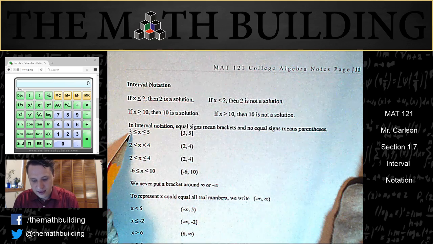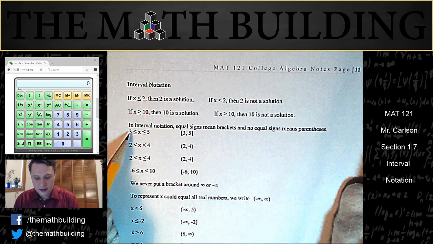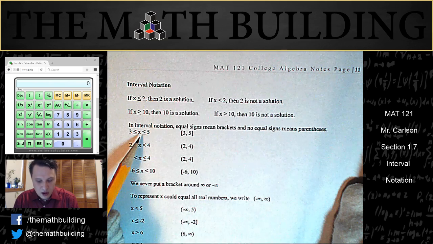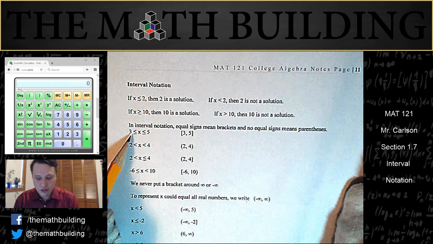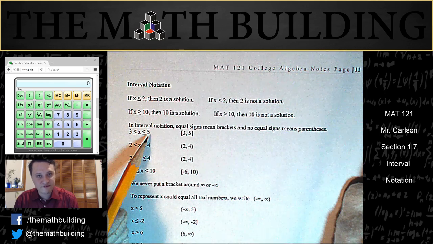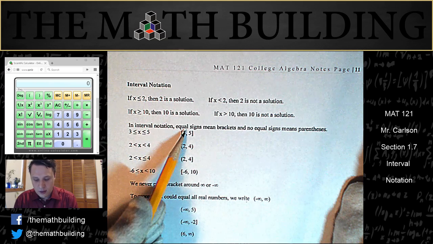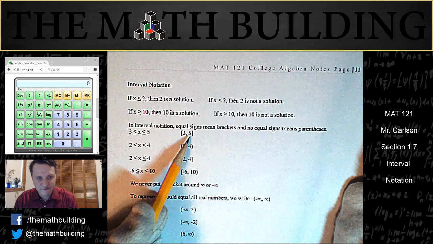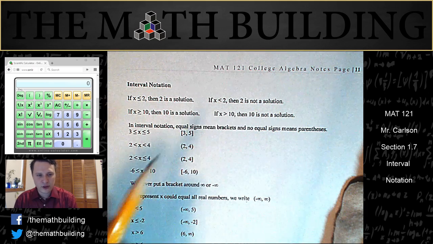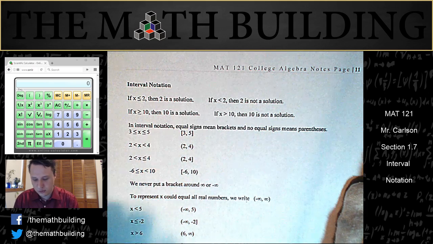So for example, if x is between 3 and 5, so x is any number that's bigger than 3 and smaller than 5, then the way you would write that is this right here, bracket 3 comma 5 bracket. And I know that's a little hard to see, so you'll want to have this page printed out.